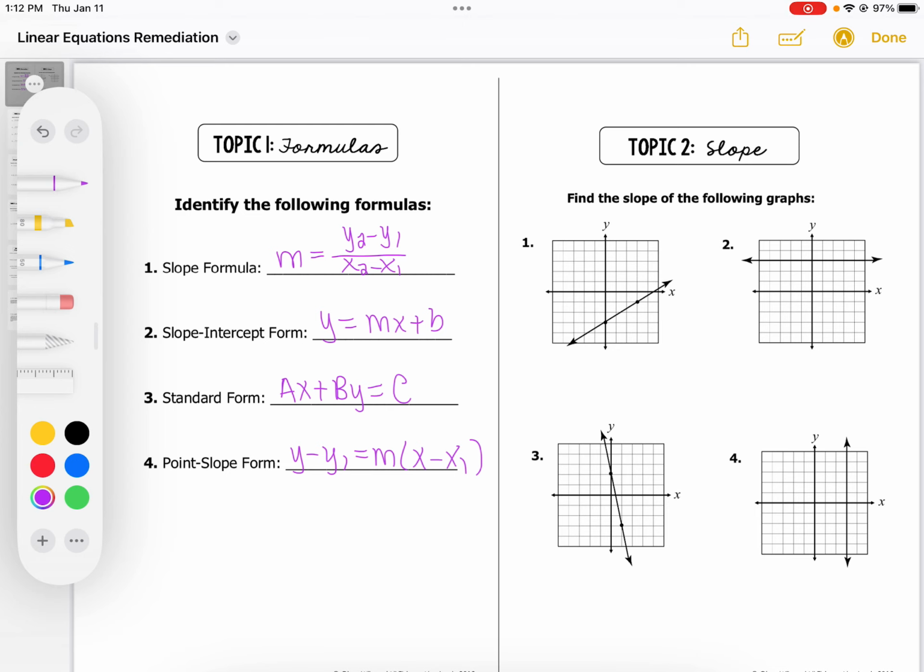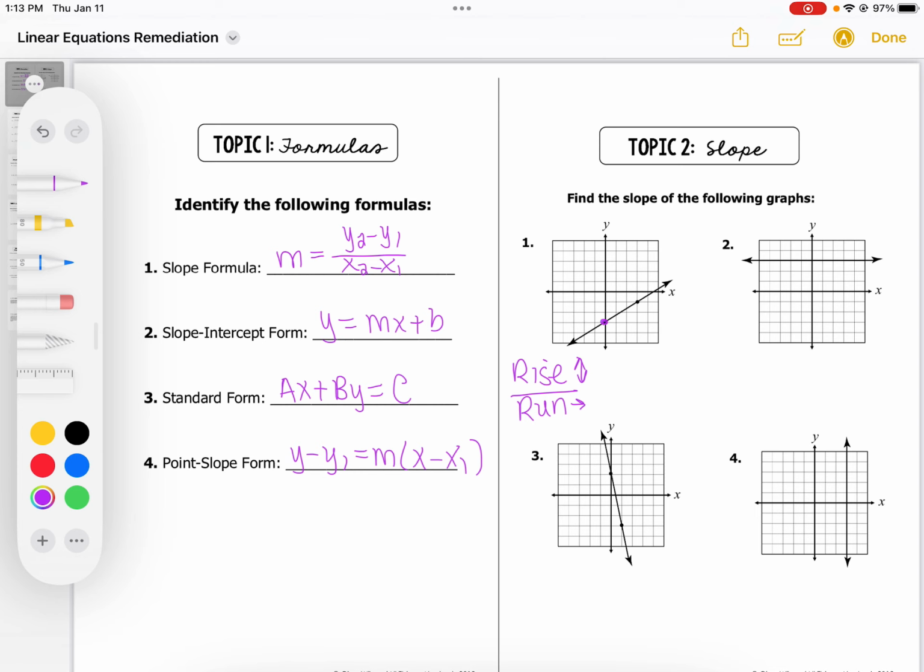Topic 2 is all about slope. So find the slope of the following graphs. Remember, slope is also considered the rise over run. How much you go up and down versus how much you go from left to right, so my run would be just to the right. If I was to find the slope of a line, I'm looking for how much it goes up versus how much it goes over, and your answer will usually be in fraction form.